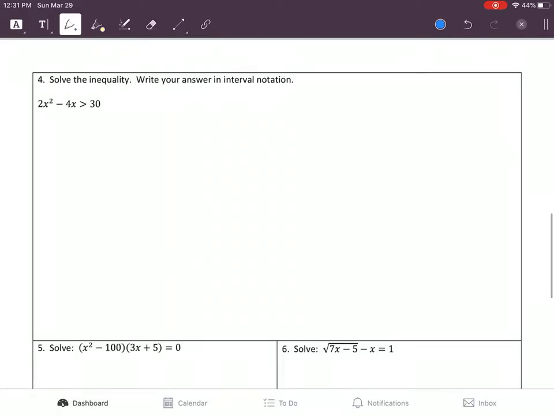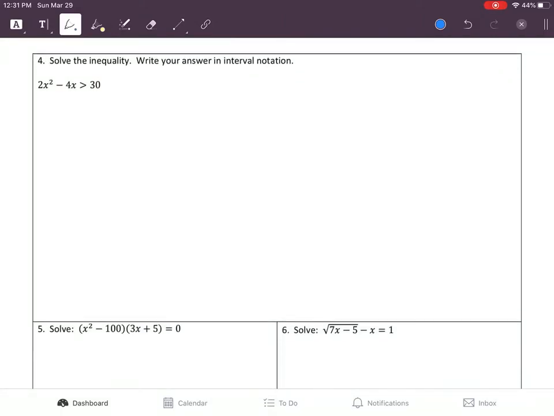Let's go through some of this because, as we've seen on many of our last tests, our future tests all have review questions in them, so it'd be good to just review this stuff and make sure that we're going in the right direction and that we're remembering things. So we have 2x squared minus 4x, and we're going to subtract 30 to the other side so that we can get everything set to 0.